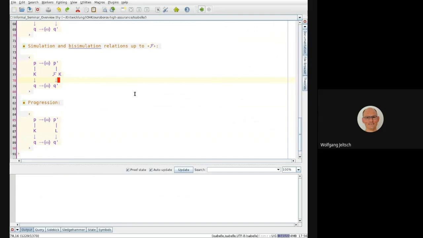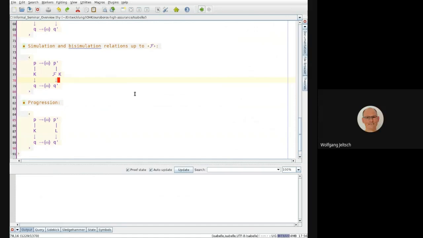Okay, any questions? So Wolfgang, I was wondering whether this is the necessary condition. Is this the most general condition that we have for the transitivity, or is it just a sufficient condition?